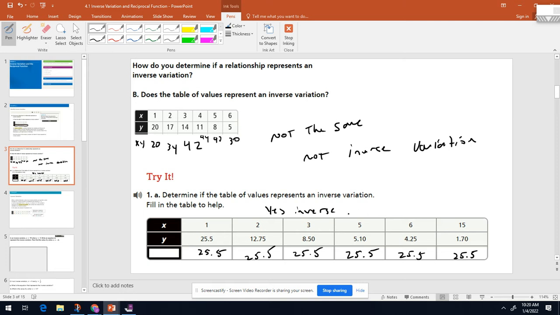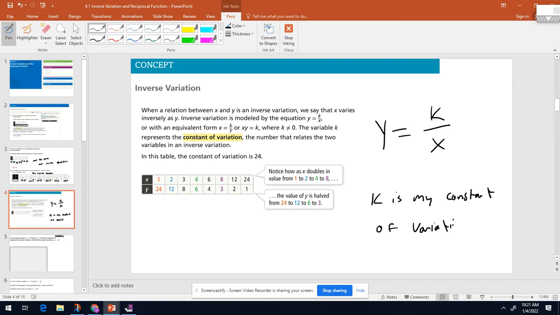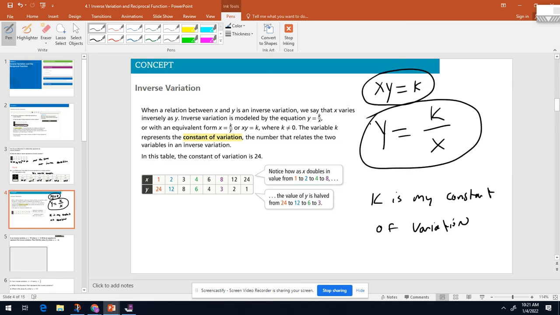Okay. So now we're going to take a look at what the actual formula looks like. So this is really important. The one thing that we have to look at is inverse variation. When we're talking about a constant of variation, when I write the problem out like this, k is my constant of variation. So what's another way that we could write that? x times y equals k. So these two formulas are the formulas we've got to be familiar with and understand how we found the constant of variation. It's what we get when we multiply x and y together.